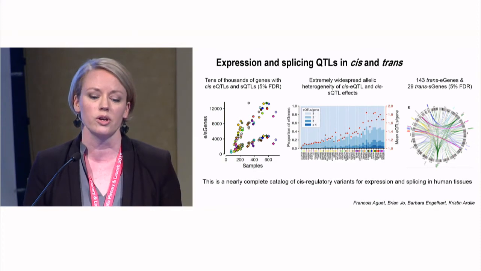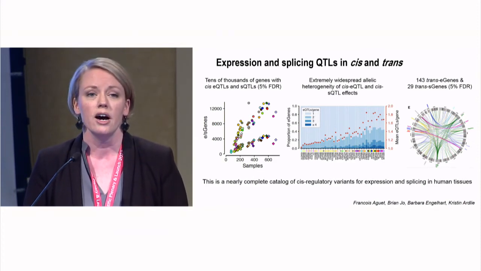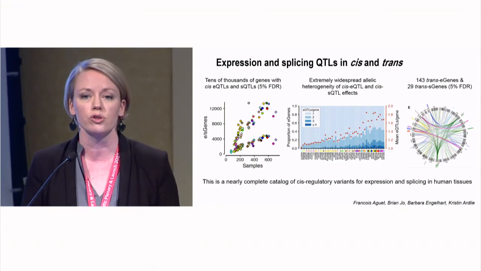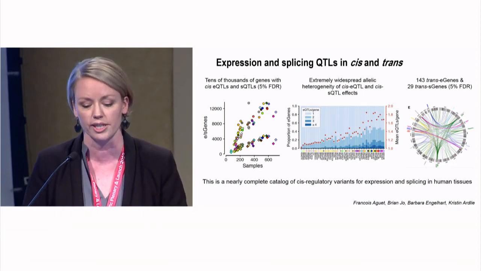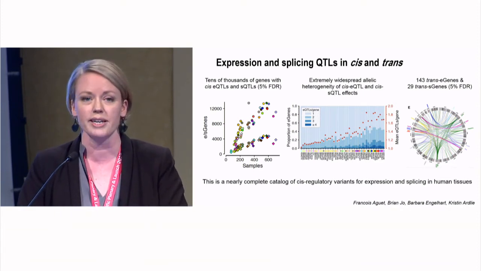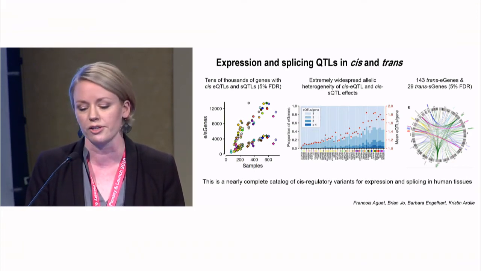We find not just a single eQTL or a splicing QTL per gene, but for the larger tissues, most of the genes have more than one independent, LD-independent eQTL, and the same is true for splicing QTLs as well, again illustrating this extreme allelic heterogeneity of regulatory effects.